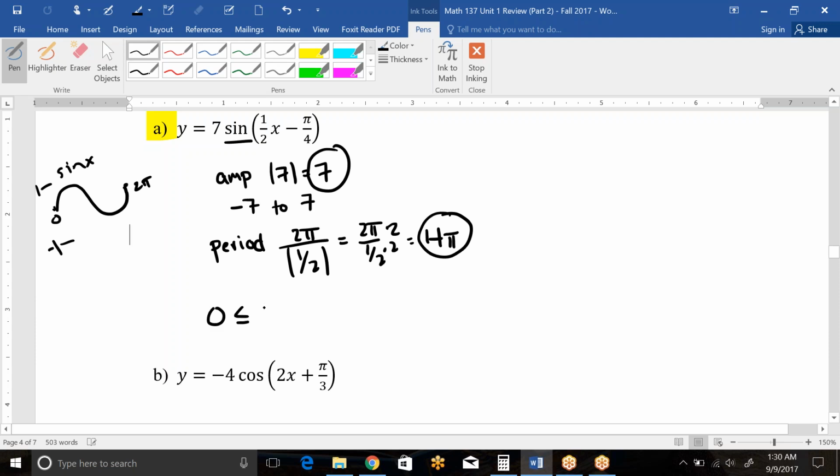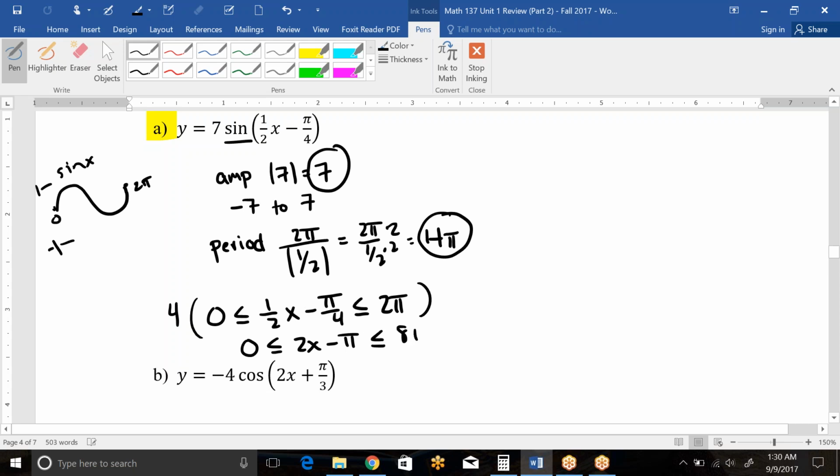The best way to deal with the phase shift I've found is to set the part inside the parentheses between 0 and 2 pi, since that's the normal period of sine. I would multiply everything by 4 to get rid of that denominator. So that's going to be 0, 4 divided by 2 is 2x, 4 times the negative pi over 4 would just be negative pi, and then 8 pi. So I multiplied everything by 4. Add pi to all three sides. So I have pi is less than or equal to 2x, less than or equal to 9 pi, divided by 2.